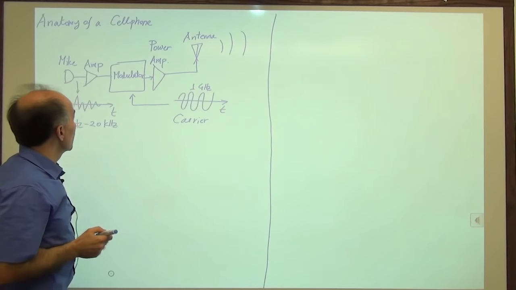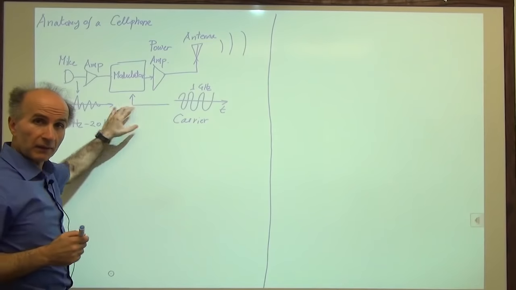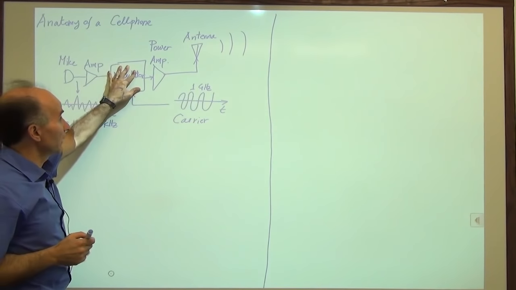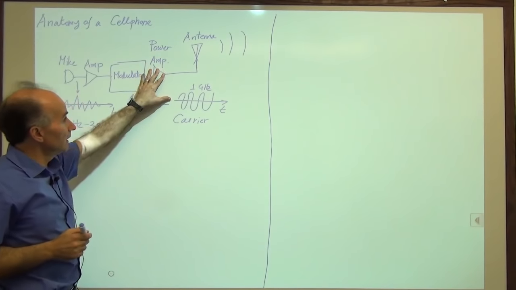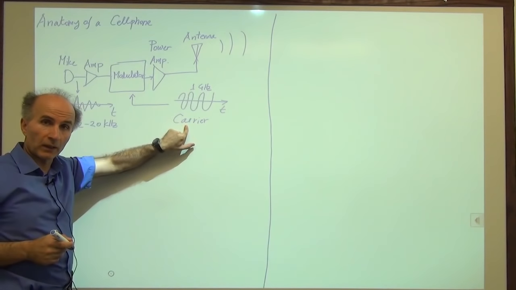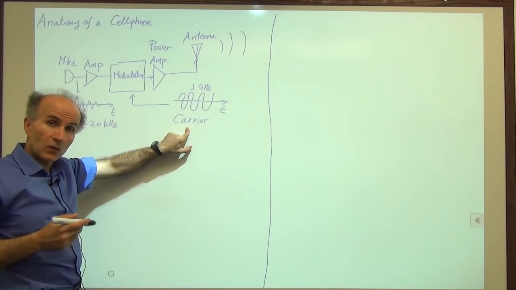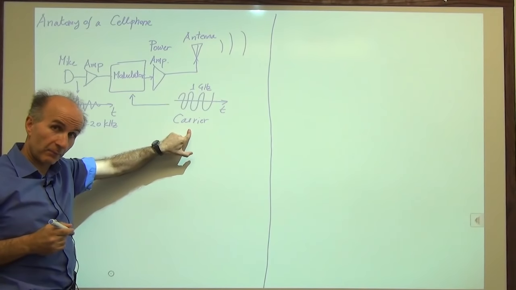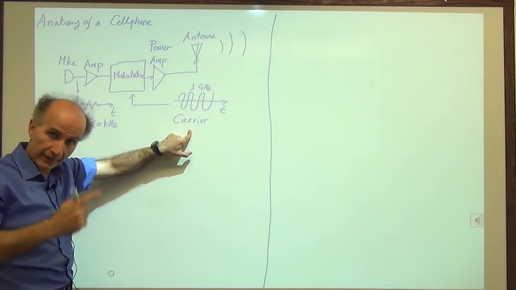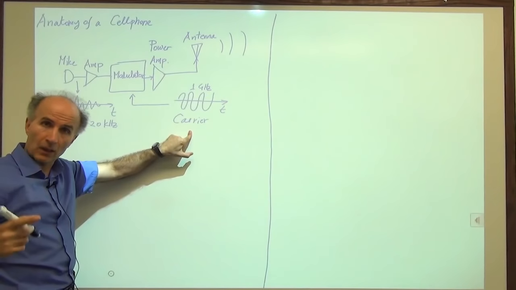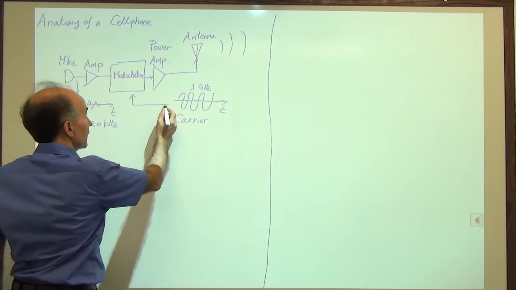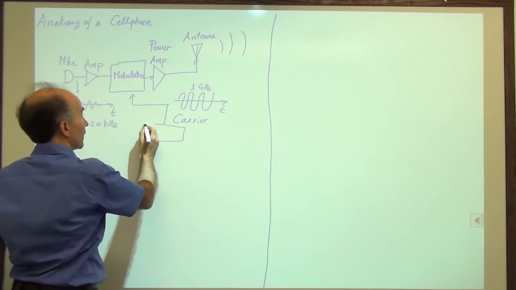All right, so we see most of the blocks that we would need, some sort of processing of the audio signal, a modulator, a power amplifier. Now this carrier has to come from somewhere. Where does it come from? It's a periodic signal, so we may think of an oscillator as a circuit that produces a periodic signal. It oscillates, so it keeps producing a sine or a cosine or a square wave or something. So this will come from an oscillator.